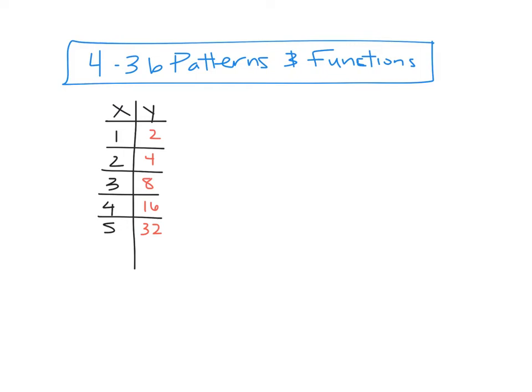So if we're looking for the function rule, we're looking for the equation, you need to ask yourself a few things. Before, we always said as long as this is going up by 1, which it is, then whatever this is going up by will be that coefficient to your x. What's a coefficient?